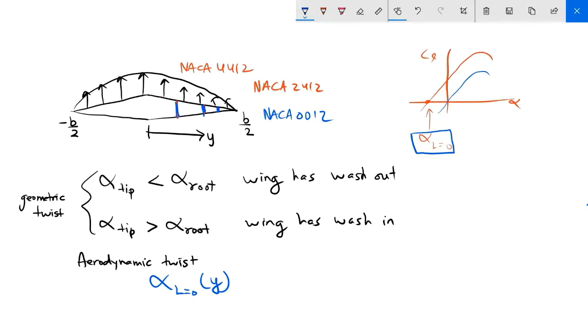Okay, so just to write it mathematically, we can say that geometric twist means the angle of attack is a function of y, and aerodynamic twist means the zero lift angle of attack is a function of y. Another thing is that if there is a lift distribution, so if the value of lift changes as a function of distance in the span-wise direction, that means the circulation is also going to change, right? Because from the Kutta-Joukowski theorem, we know that the lift per unit span is equal to density times the velocity times the circulation. So if lift is a function of y, then obviously the circulation is also going to be a function of y.